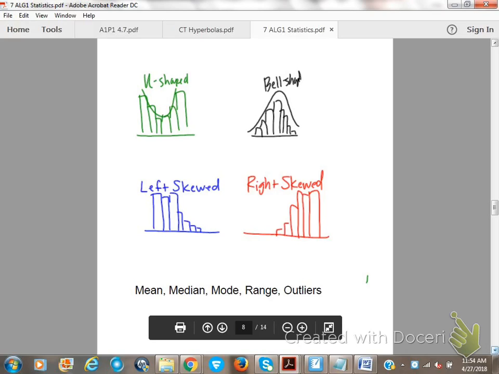Can you figure out the range? Yeah, because your highest rectangle would be your highest number, and then your lowest rectangle would be your lowest number. So then you subtract.